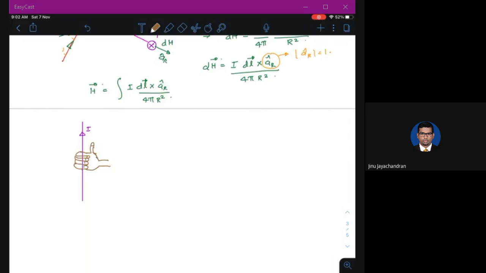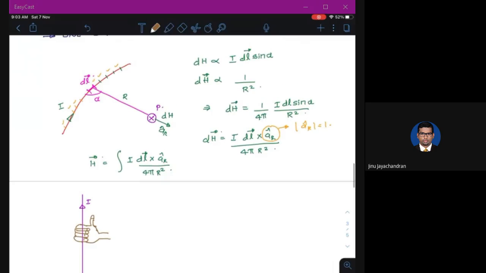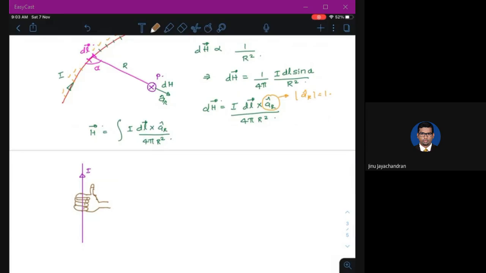Or you can do it another way. You point your thumb in the direction of current, and the direction in which you curl your finger will give you the direction of the magnetic field. So you see that the magnetic field is in a circular direction, because when you curl the finger, it actually rotates around that current element. So basically your direction of magnetic field here is in this direction.